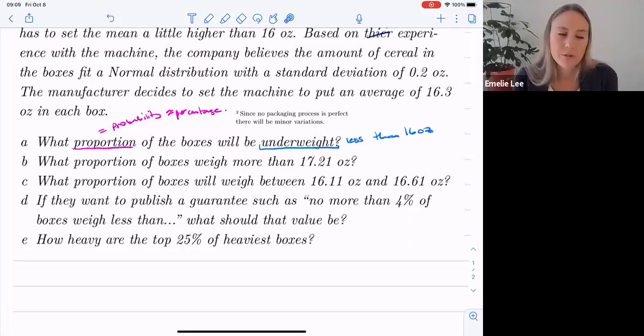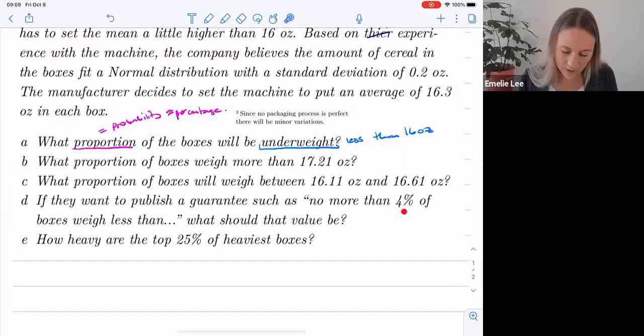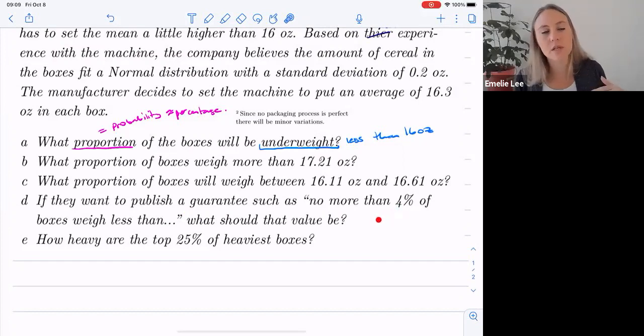And some delivery times will take longer, but they feel pretty confident that they're able to get it under that 20-minute mark. So same thing here. If they want to say that no more than 4% of the boxes are going to weigh less than some amount, we can figure out what that is. Notice that now we have the area under the curve and we want to work backwards. So that's what we ended on, and here we'll see an example.